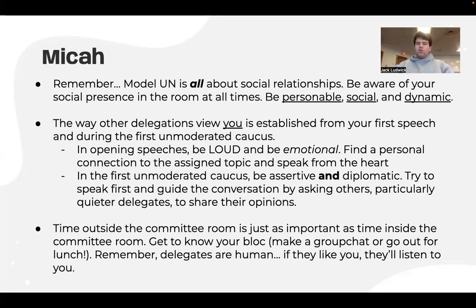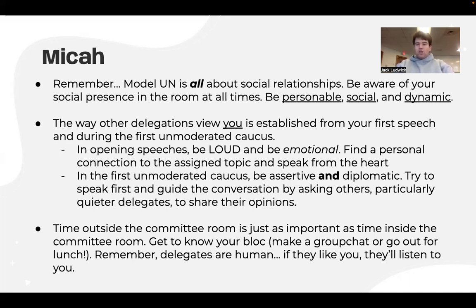Be personable, social, and dynamic. The way other delegations view you is established from your first speech and during unmoderated caucuses. In opening speeches, be loud and emotional. Find a personal connection to the assigned topic and speak from the heart. In the first unmoderated caucus, be assertive and diplomatic. Try to speak first and guide the conversation by asking others, particularly quieter delegates, to share their opinions.